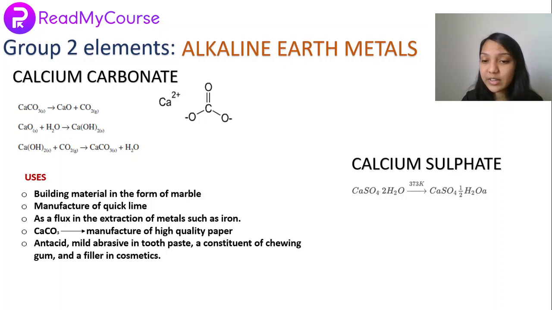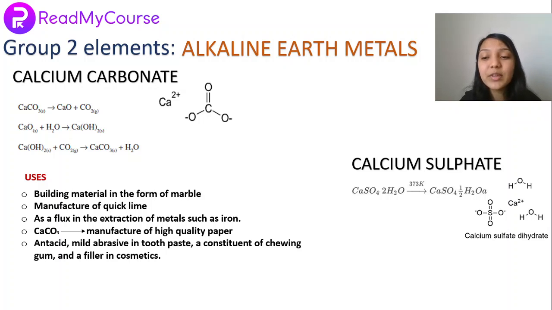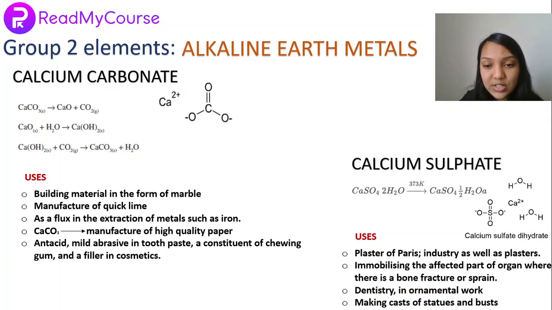Calcium sulfate reacts with this, this is just the reaction formula, fine. And this is how calcium sulfate dihydrate looks like, fine. It is obtained from calcium sulfate dihydrate, fine. And the uses of calcium sulfate are plaster of Paris. We know how much plaster of Paris is used in building. Again, the calcium compounds are used in buildings, fine. It's used in industry as well as plasters, fine.